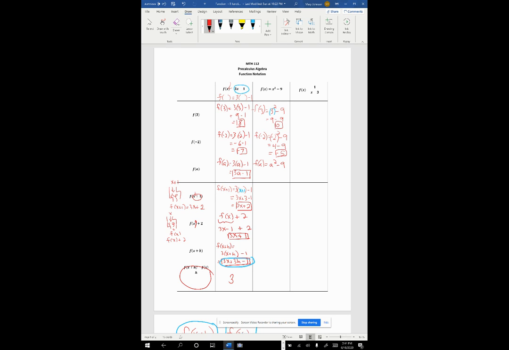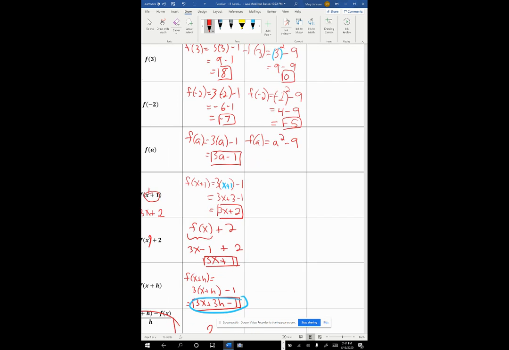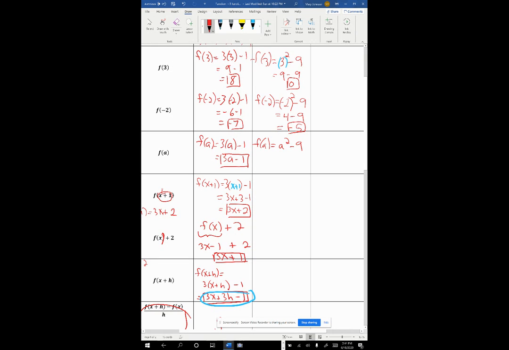All right, now let's look at f of x plus 1. Okay, this is going to require a little more algebraic work. When you do f of x plus 1 here, x plus 1 is your input. So it has to be squared, and then you subtract 9.